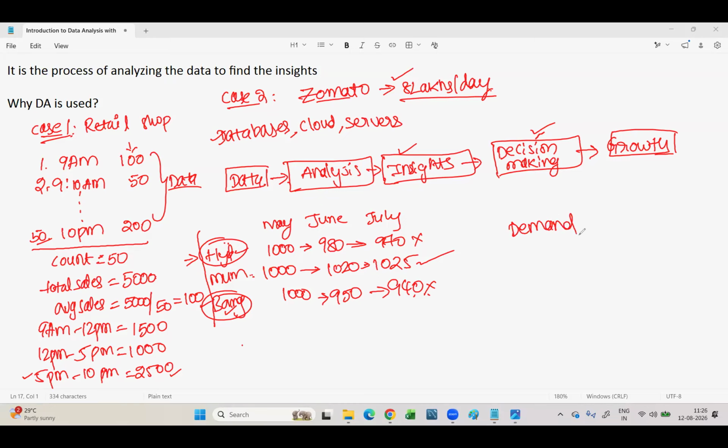I told you, right, why as a student do I need to learn data analysis? I want a job. So many skills are there. Then why do I need to focus on data analysis? The reason is, first of all, you need to have good demand for the skill set you are learning if you want a job.